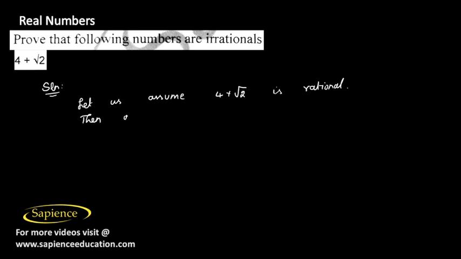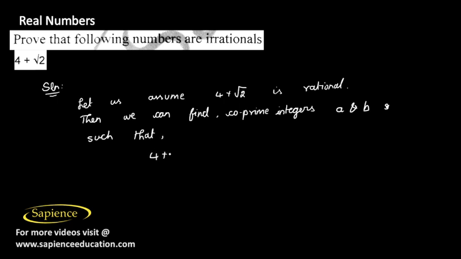Then we can find co-prime integers a and b such that 4 plus root 2 is equal to a by b and b is not equal to 0. Now we have written the equation in this form.